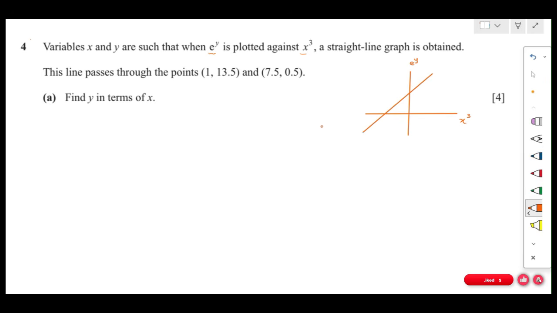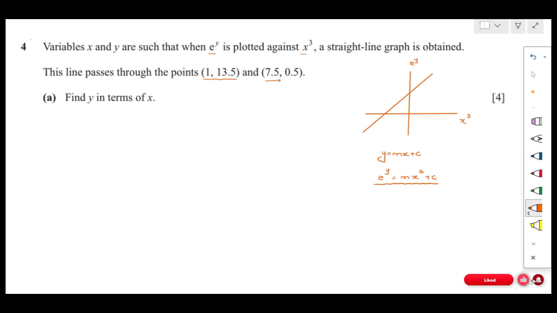Okay, so we know that the equation of a straight line is y equals mx plus c. When y is plotted against x, we have this equation, right? And now e to the power y is plotted against x cubed, so now your equation becomes e to the power y equals m times x cubed plus c. This would be your straight line equation. Okay, this line passes through the points.